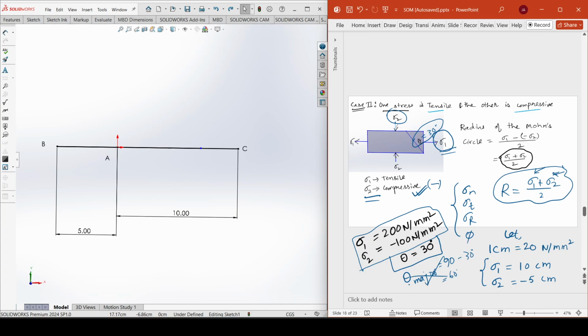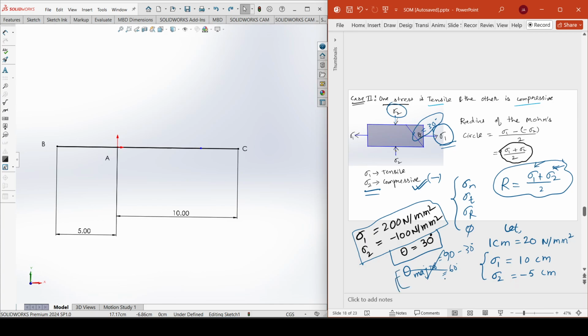If it had been given with the major stress axis, you would need to subtract that angle from 90 degrees in order to find the angle to work with in the Mohr circle. But here it is no longer needed because the angle is already given with the minor stress axis. Now I am letting 1 centimeter equal 20 Newton per millimeter square. So sigma 1 will become 10 centimeter and sigma 2 will become 5 centimeter. How? Because 200 divided by 20 gives 10, since 1 centimeter equals 20 Newton per millimeter square. This is my assumption. You can take it as 10 or 30 as you wish. Take it conveniently so that you can use it easily.